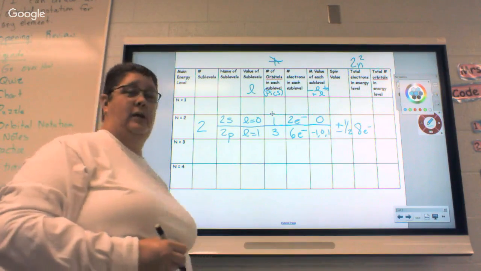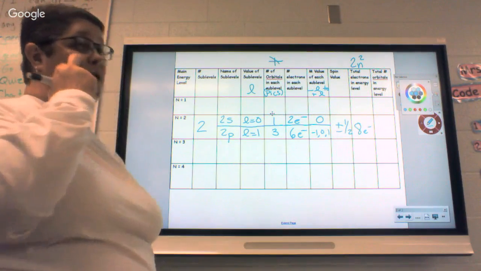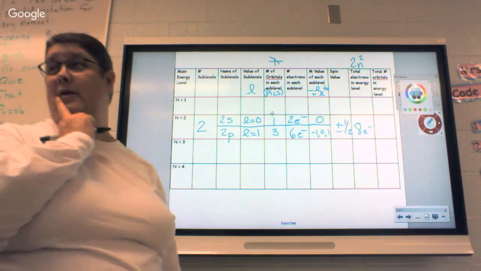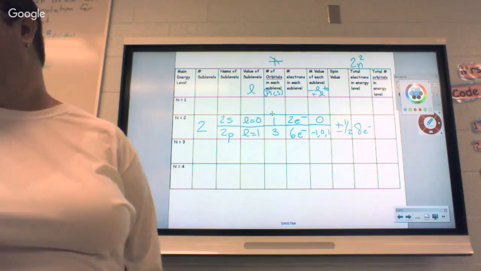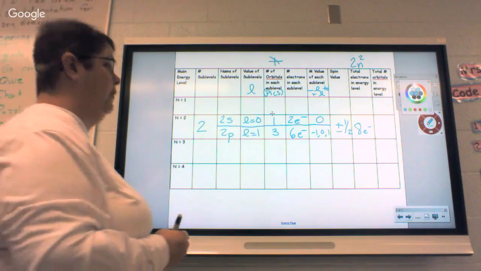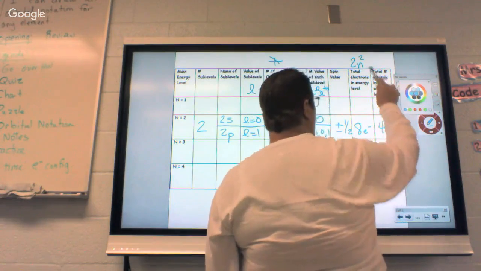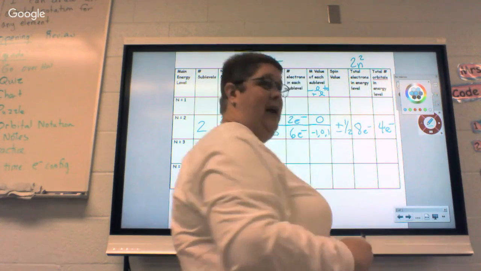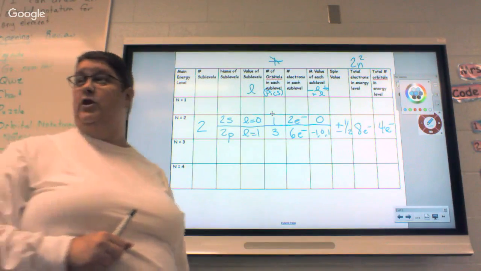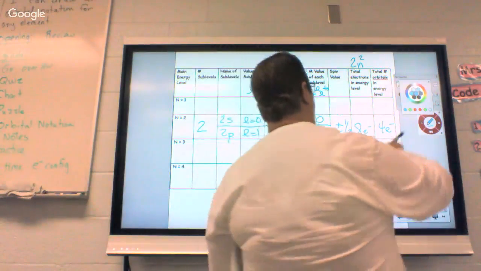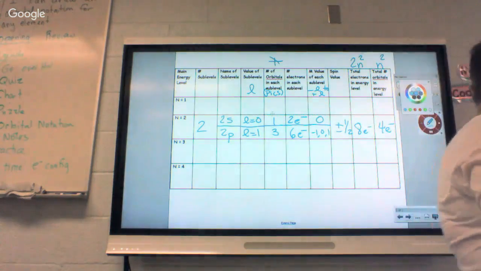Now, total orbitals in the energy level, we haven't done yet. Okay, how would I get my total orbitals in the energy level? Add what? Which would be what? 4, because I'd add 1 plus 3. Now, I can also alter my formula. What would I need to take off to get my total orbitals? I take off the 2 because I'm not multiplying by the 2 electrons in the formula. I just say n squared.